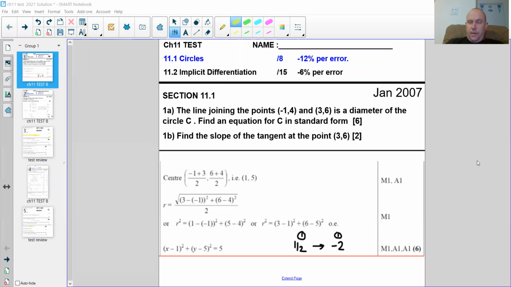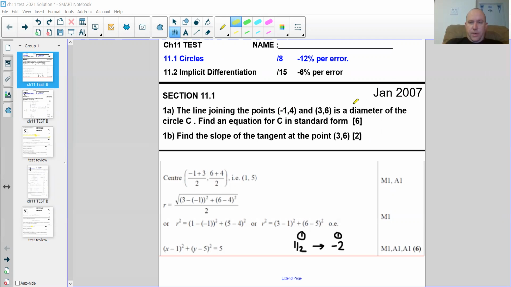Okay, this is, I guess, the aftermath of the Chapter 11 test. So we're going to look at the questions and try to figure out where some of the mistakes actually came from. The first part was just about circles, 8 points, and it was split into 2 questions. This is actually from the January 2007 test.